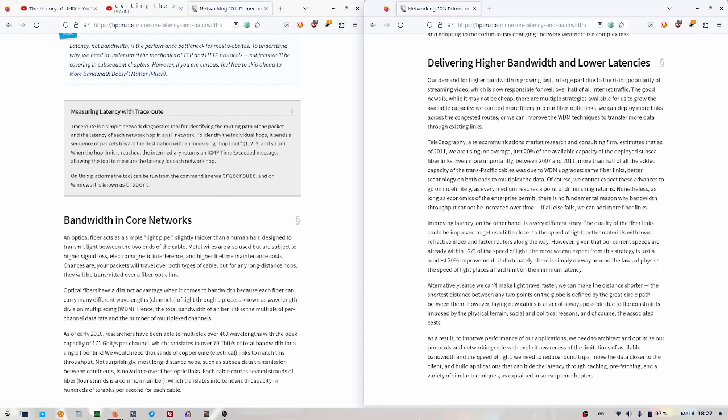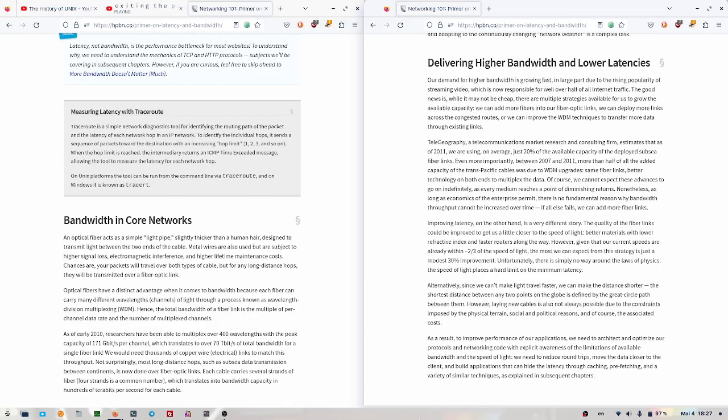Delivering higher bandwidth and lower latencies. Our demand for higher bandwidth is growing fast, in large part due to the rising popularity of streaming video, which is now responsible for well over half of all internet traffic. The good news is, while it may not be cheap, there are multiple strategies available for us to grow the available capacity. We can add more fibers into our fiber optic links, we can deploy more links across the congested routes, or we can improve the WDM techniques to transfer more data through existing links.